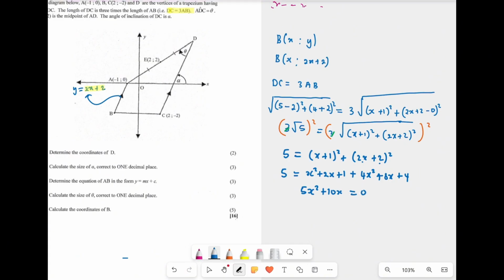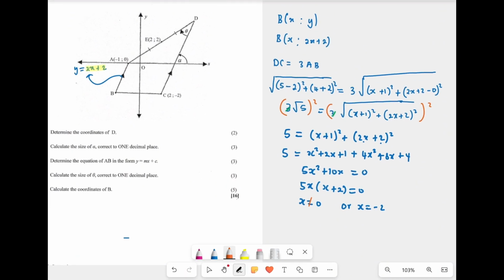So we can take out the common factor here. The common factor is 5x. If I take out the 5x, I will remain with x + 2 is equal to 0. So that means x is equal to 0, or x is equal to negative 2. But now, if we check our diagram, there is no way that x will be 0 at point B. So that means this one is not applicable. So the x value here is minus 2.